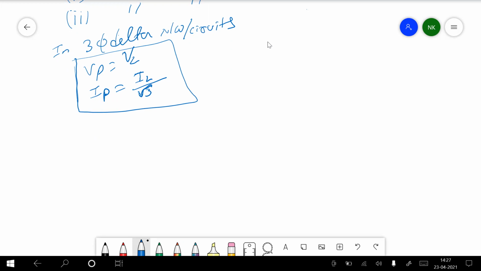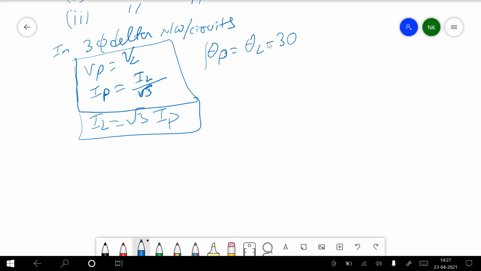You may also write this as IL equals root 3 IP, whichever way you prefer. And another equation we have seen is theta P equals theta L minus 30, right? So for all individual phases, it will be changing. For all the phases we'll see.